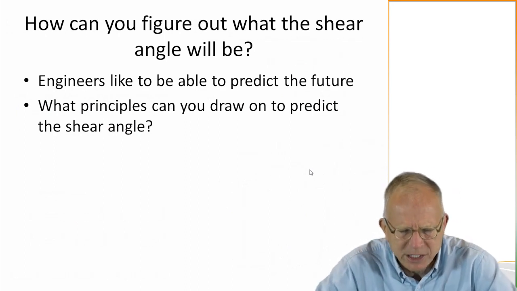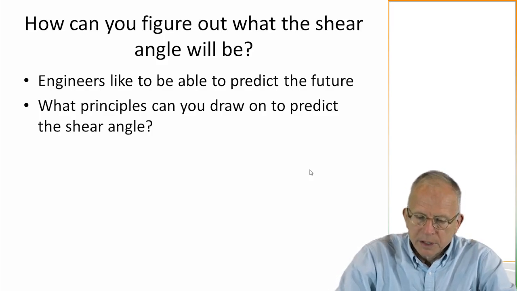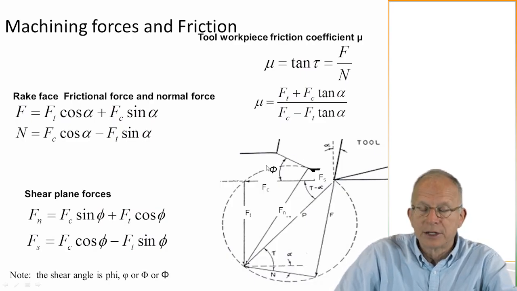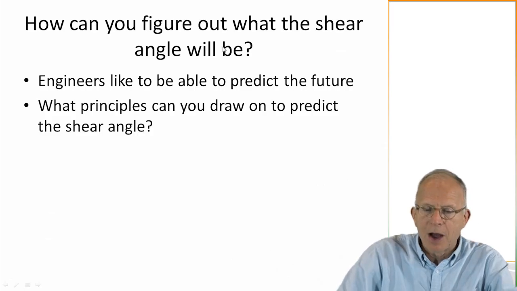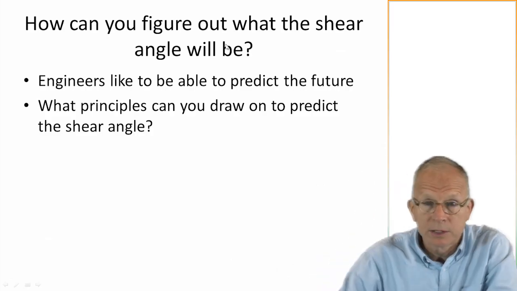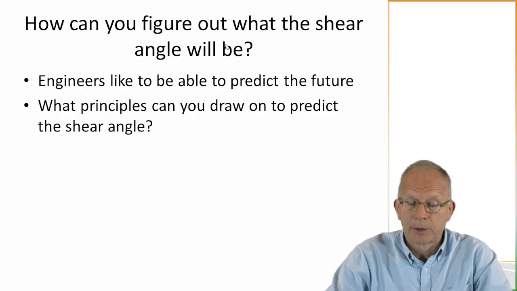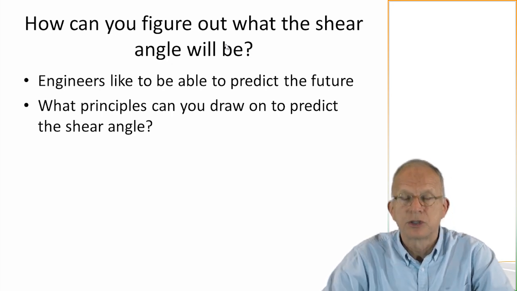All right, so here's an interesting question. And as we noted before, we can observe again here, there's nothing in the tool that says what this shear angle needs to be. The chip is essentially free to form at any thickness that it likes. So how can we figure out what the shear angle is going to be before we start cutting? As engineers, we like to be able to predict the future. So what kind of physical principles can you draw on to predict what the shear angle is going to be?